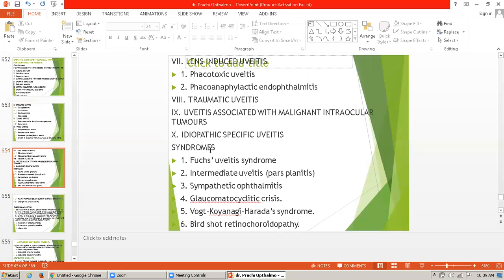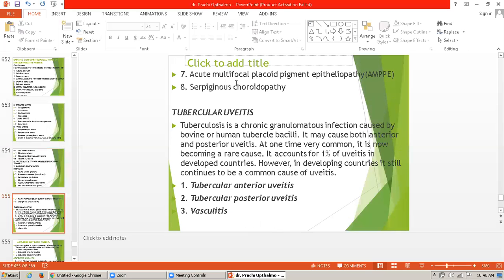The uveitis syndromes include intermediate uveitis, that is pars planitis, sympathetic ophthalmitis, glaucomatocyclitic crisis, Vogt-Koyanagi-Harada syndrome, birdshot retinochoroidopathy, then acute multifocal placoid pigment epitheliopathy, and serpiginous choroidopathy.